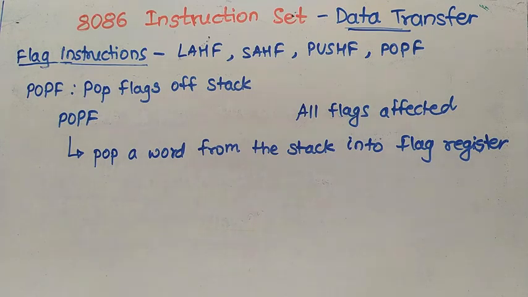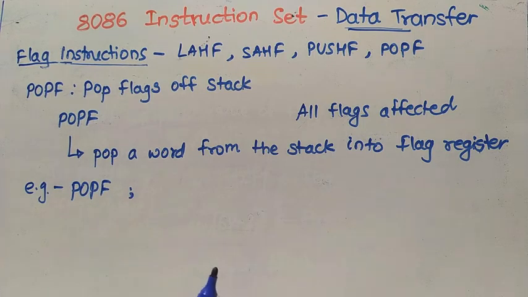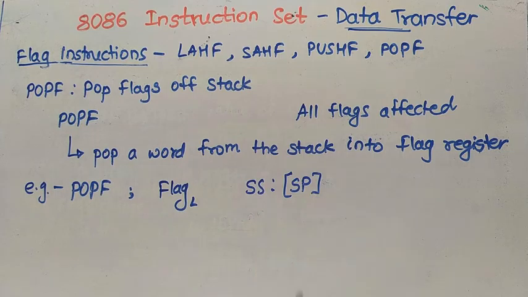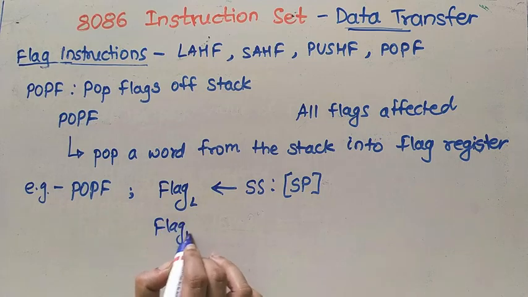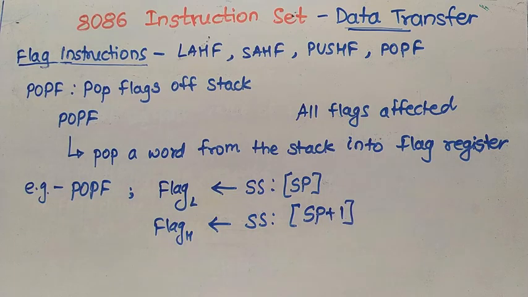So here what happens after execution of this instruction? Let's consider the example POPF. After execution of this, the flag lower byte is copied from the top of the stack in the stack segment, and the higher byte is taken from the stack pointer plus 1 location, and after this the stack pointer is incremented by 2, and that is now the top of stack.